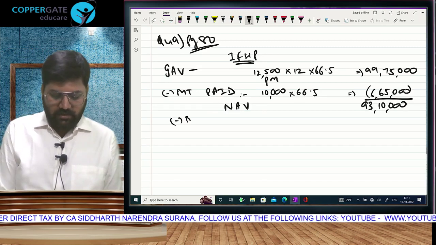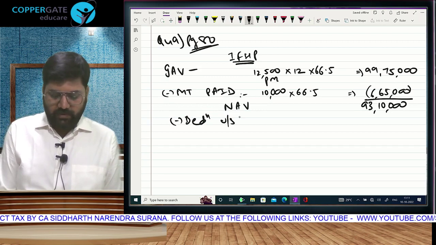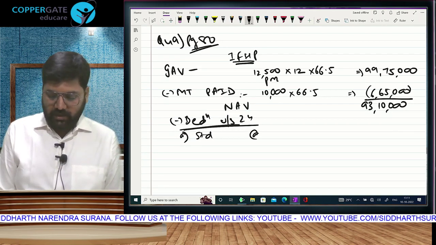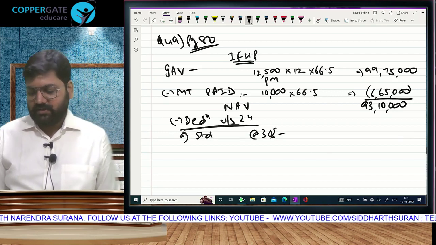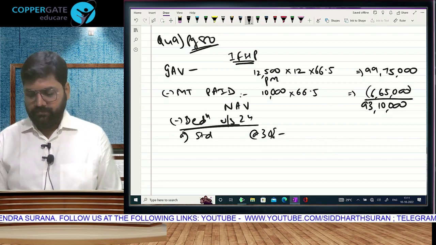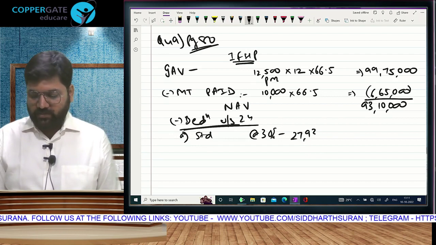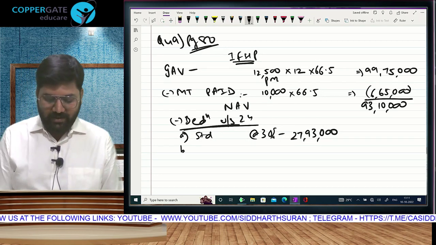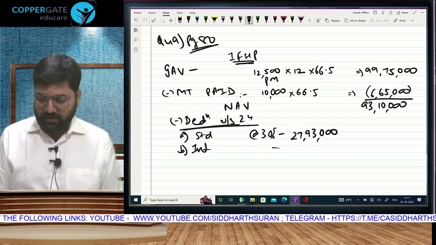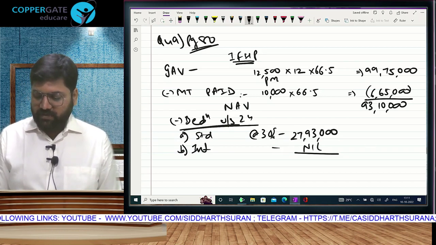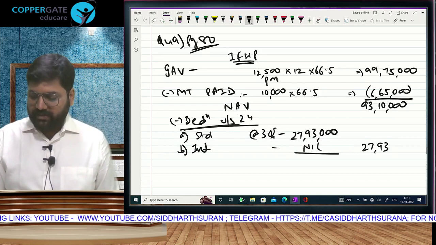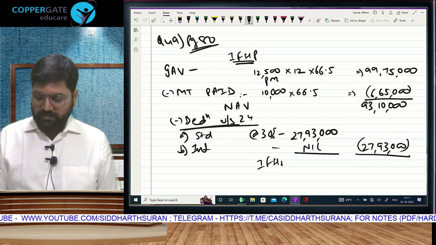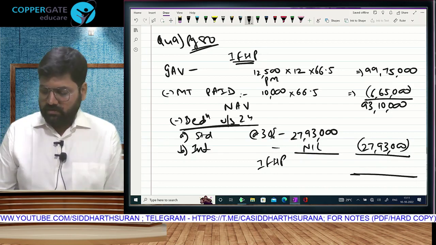Next step: the deduction under section 24. First we will have the standard deduction at 30%. So what is the standard deduction? 30% of your NAV? 27. Someone is reading it out from the textbook. 27.93. And of course interest is not given. If it was given, we would have taken it. Accordingly, you will get your income from house property.